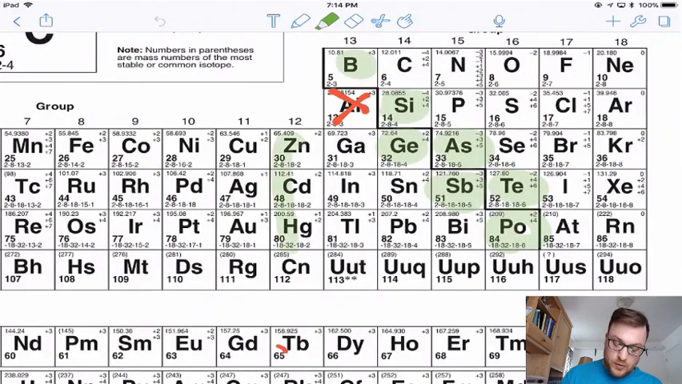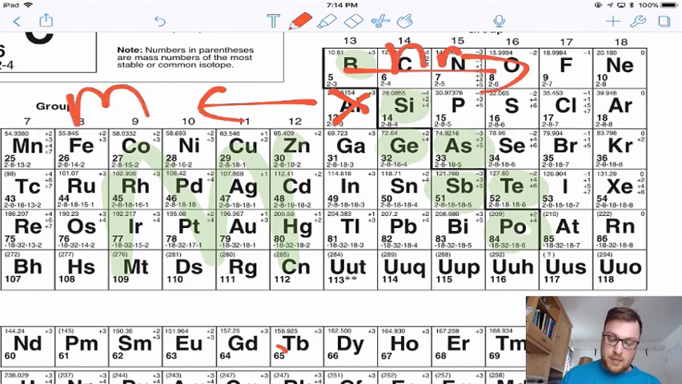Quick review. All of the metals are to the left. So as you go this way, we have our metals. And as you go this way, we have our nonmetals. That's important to keep straight. Comes up every year.